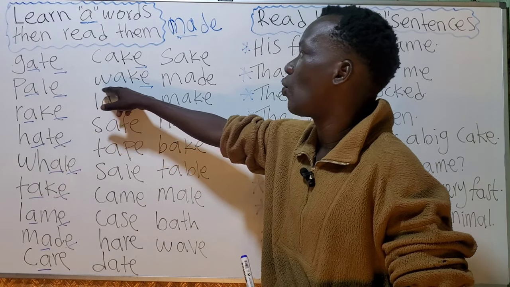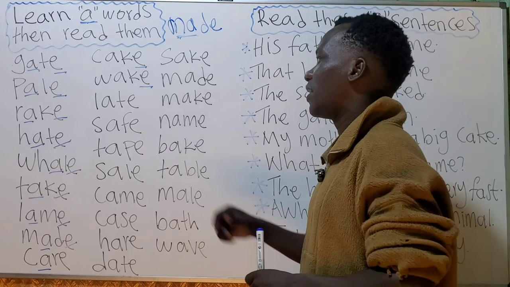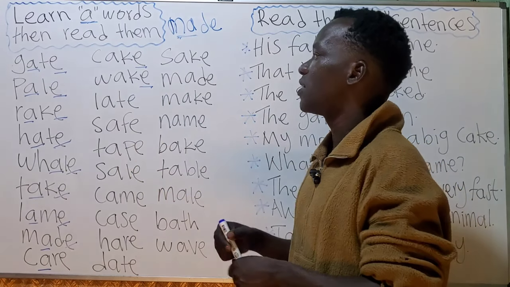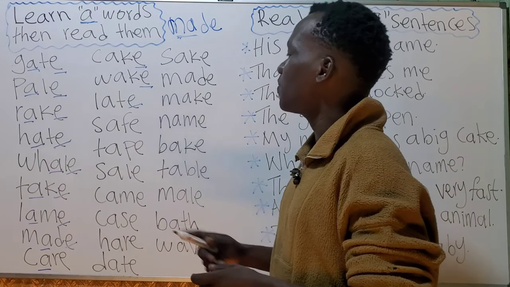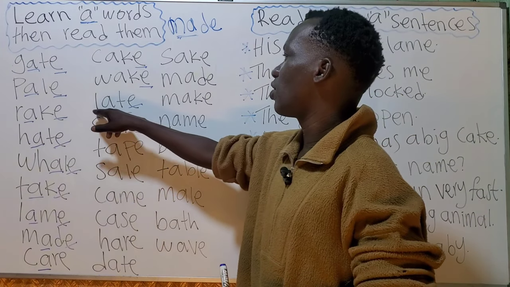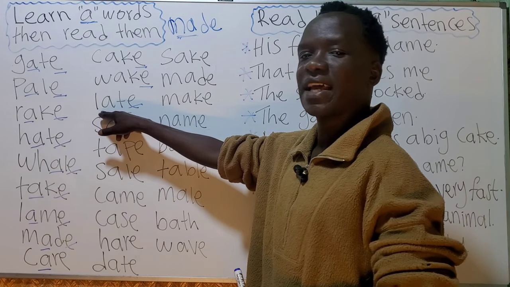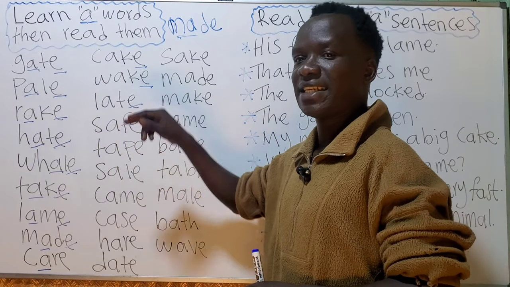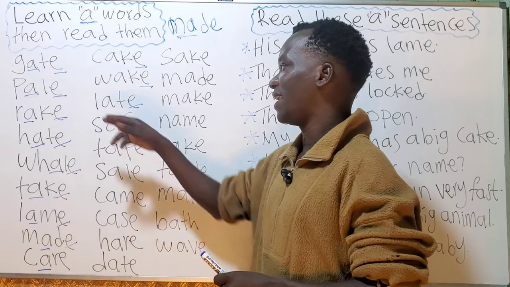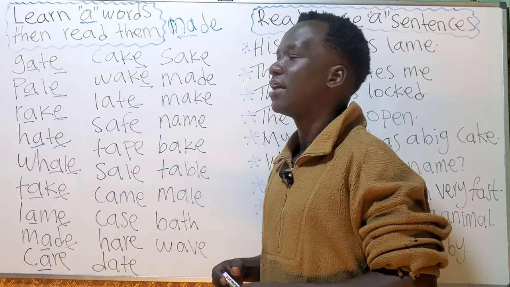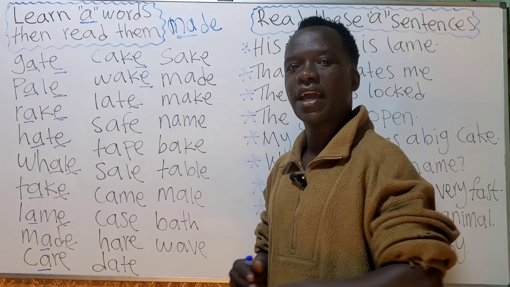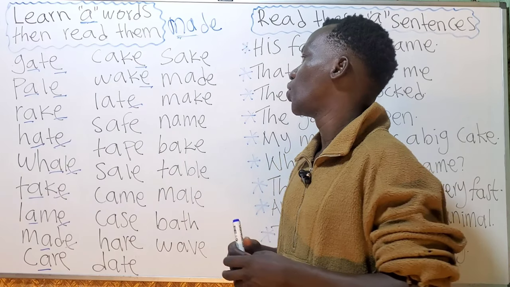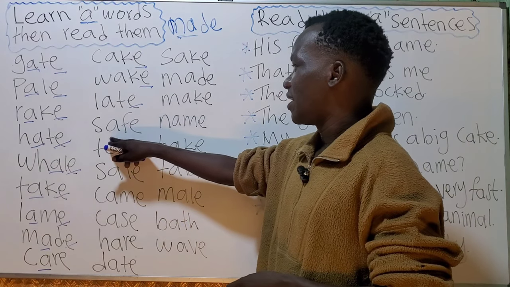Now, like this one is "way." Okay, yes, and then E is silent, and then this E is also silent. Okay, so it's going to be, don't say "la-te," no, it is "late." Late means you didn't keep time, okay? You didn't keep time to do what you promised to do.